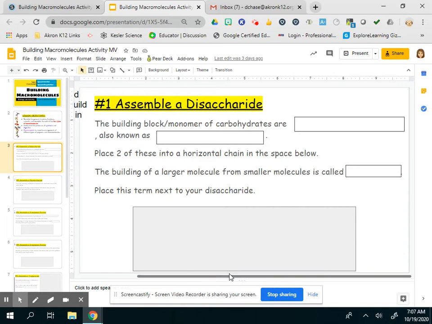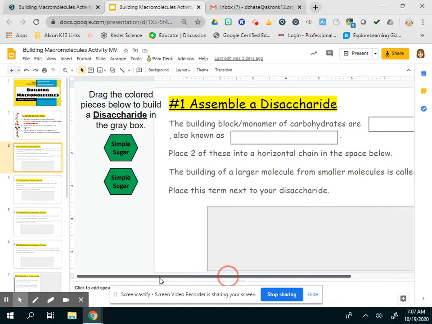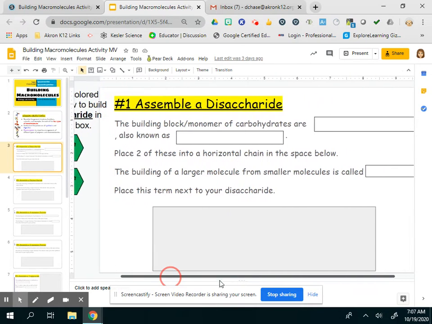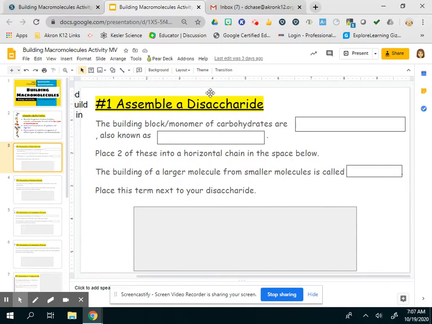And so you're going to fill in the blank, and if you look over here on the side, I do have some little shapes over here, so don't forget about those. But you want to use your past notes, or you can use your textbook to remember what the information might be in these boxes, but you're going to type your answers in these boxes. So for example, you're assembling a disaccharide. And remember, anytime you hear saccharide or saccharin, they're talking about a type of sugar or carbohydrate.